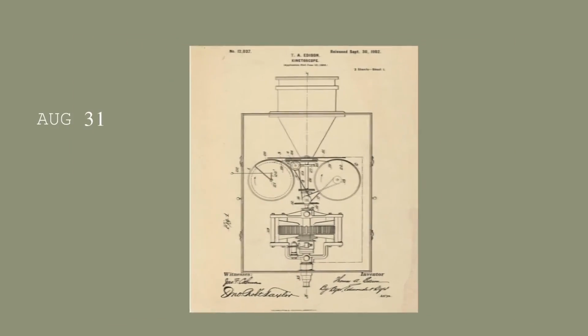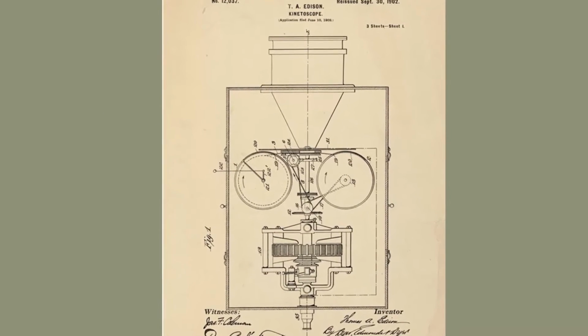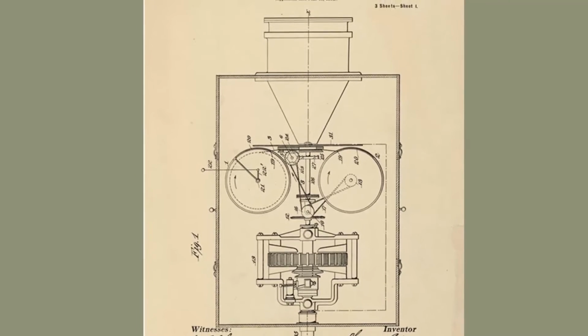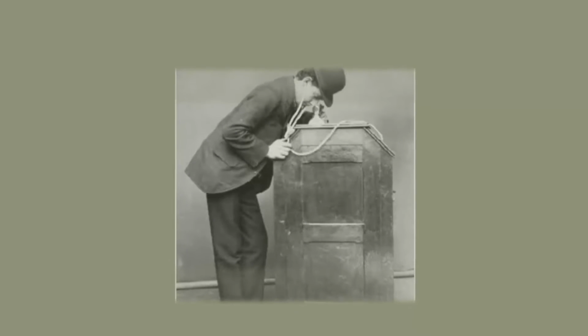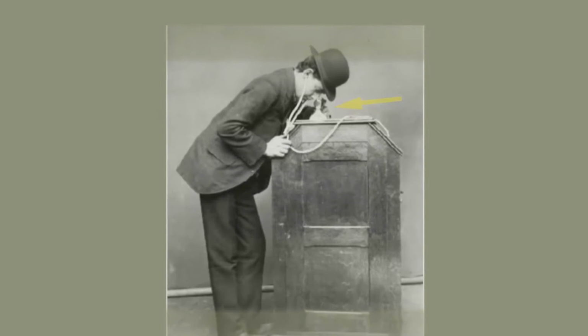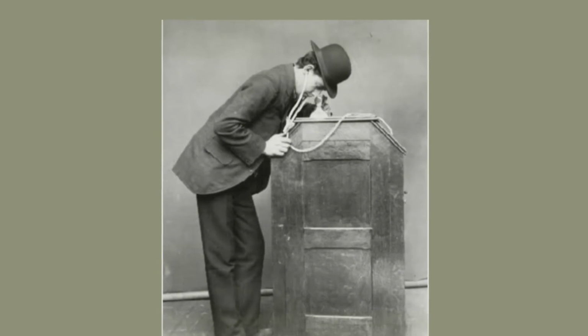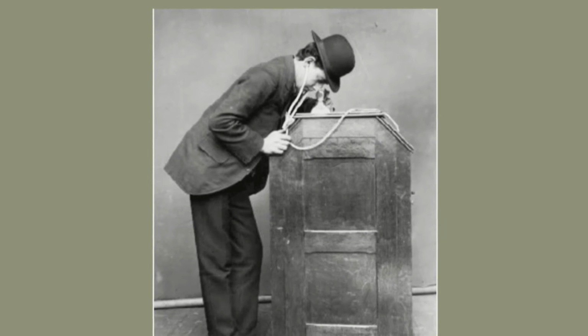On August 31, 1897, Edison patented the kinetoscope, which was the first movie projector, ushering in the era of motion pictures. The kinetoscope was designed for films to be viewed by one person at a time through a peephole window at the top of the device. Basically, it was a single-seat cinema theater.